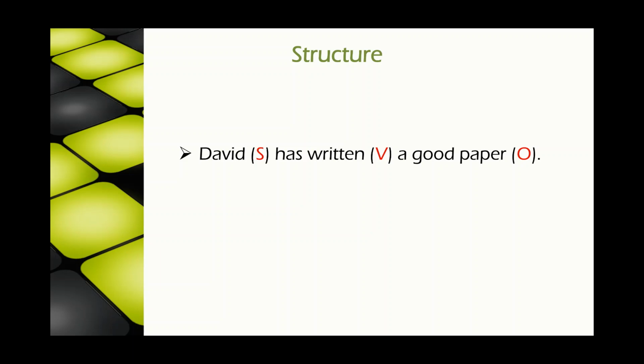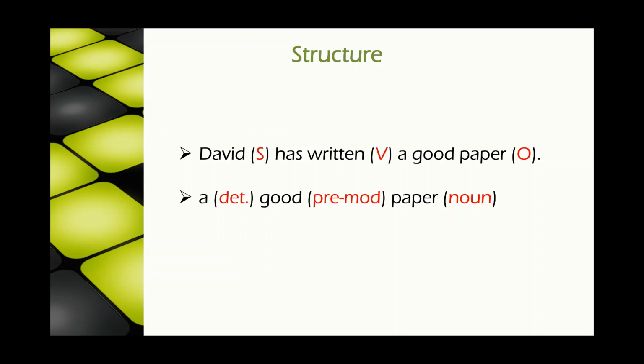Look at the sentence in front of you. David has written a good paper. Now, David is the subject, has written a verb or phrase, this is the verb, and a good paper, this is the object. Also, phrases have structure, and structure of phrases could vary.